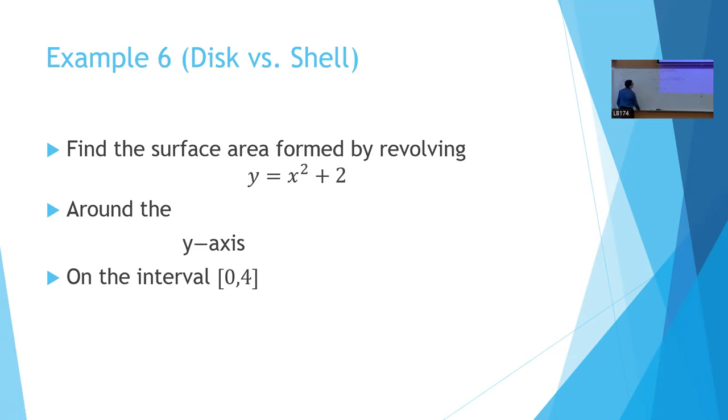All right, let's do another example. So my next example is this. We're going to revolve y equals x squared plus 2 around the y-axis on the closed interval from 0 to 4. That means from x equals 0 to x equals 4.